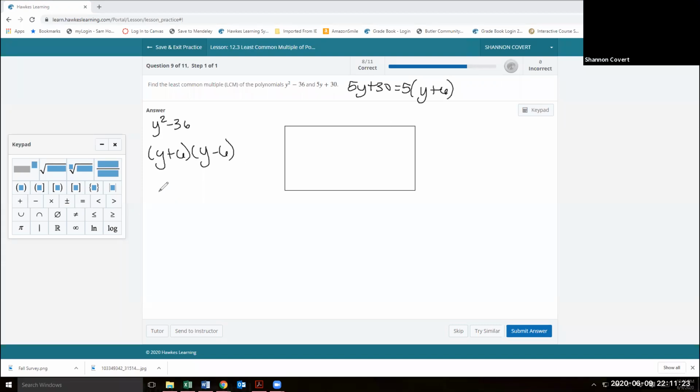So when I list out my factors for polynomial number 1, I had y plus 6 times y minus 6. For polynomial number 2, I had 5 times y plus 6. So I have a 5 times y plus 6 and y minus 6. That's going to be my least common multiple: 5 times y plus 6 times y minus 6.